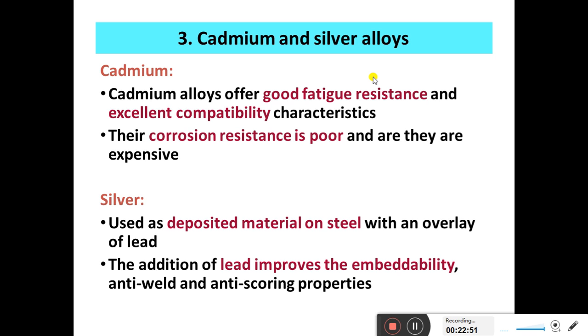If they have poor corrosion resistance, what happens? We cannot use them in moisture or humid conditions. Clear? And they are expensive. The previous one, aluminium alloys, are less expensive, but these cadmium alloys are expensive. Clear? So their applications are very restricted. They are not easily used because their application is restricted by poor corrosion resistance, and they are expensive. Clear? Of course, even silver is also expensive when compared to aluminium.